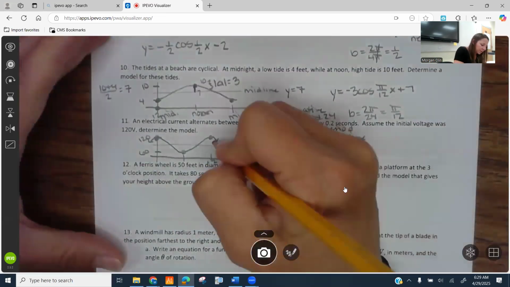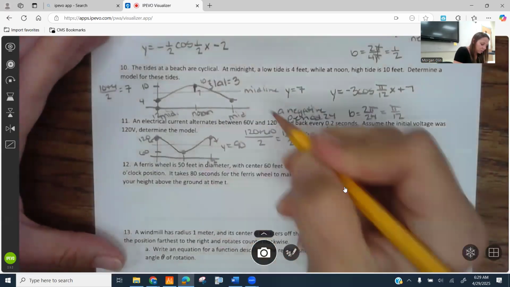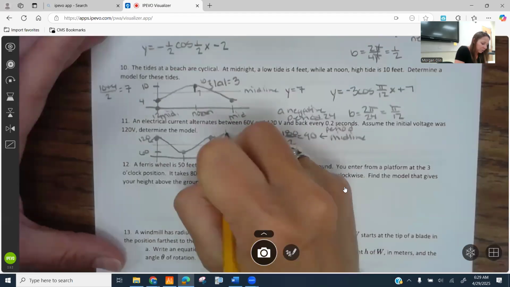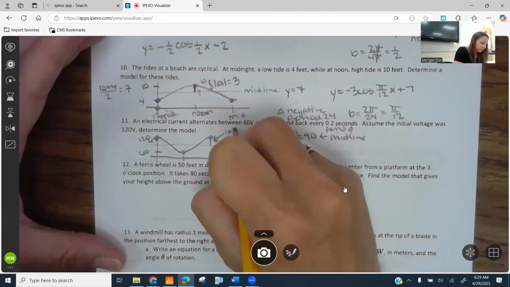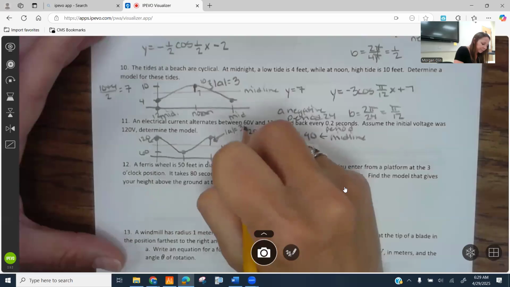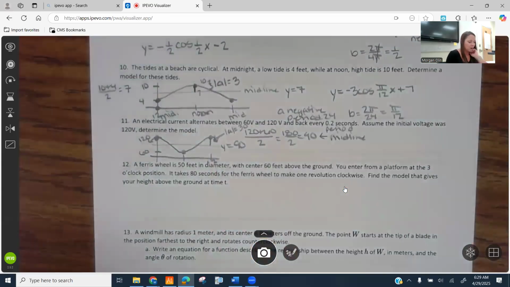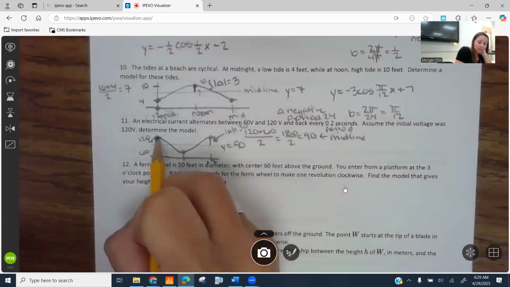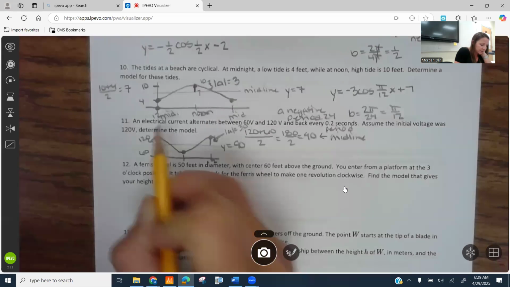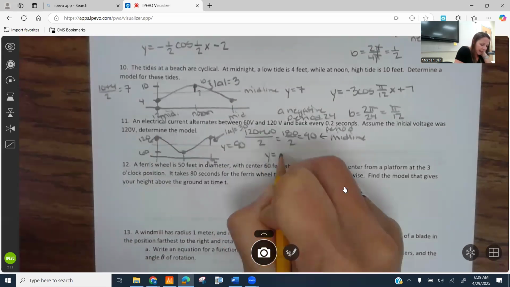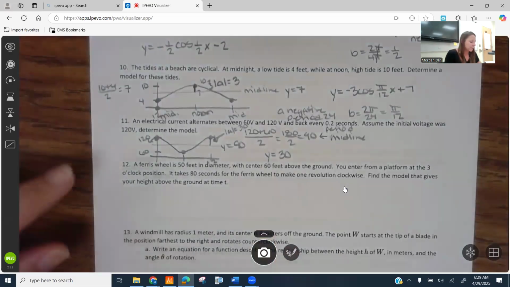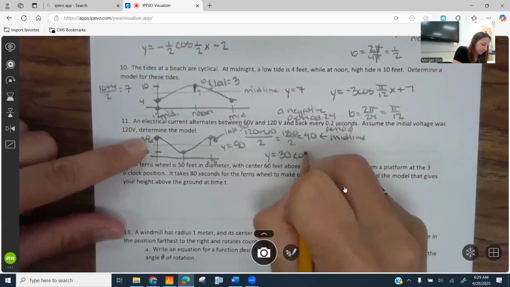All right. So our amplitude is the distance from 90 to 120, or you can say from 60 to 90. That amplitude, or the absolute value of A, equals 30. Now, the other thing is it starts above the midline, so A is positive. A is a positive 30. Now, is it sine or cosine? It's cosine because it starts above the midline.